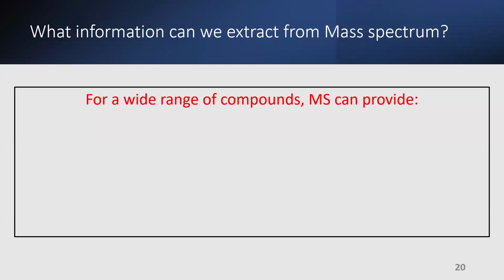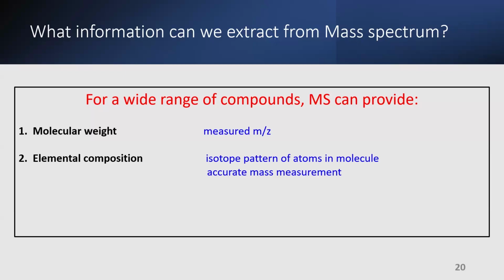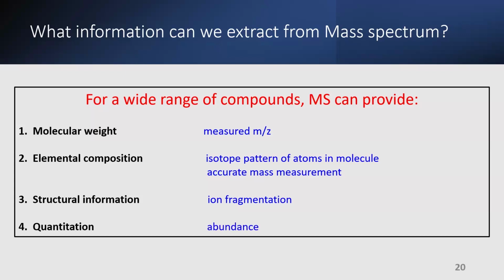So what information can we extract from a mass spectrum? Well, first we can identify the molecular weight measured in mass to charge ratio. We can determine the elemental composition, meaning what kinds of compounds and molecules we have in our sample, based on an accurate mass measurement of isotopic pattern of atoms. We can extract structural information of specific compounds based on the fragmentation of these ions, these charged molecules. And then finally, we can quantify these ions based on their abundance.